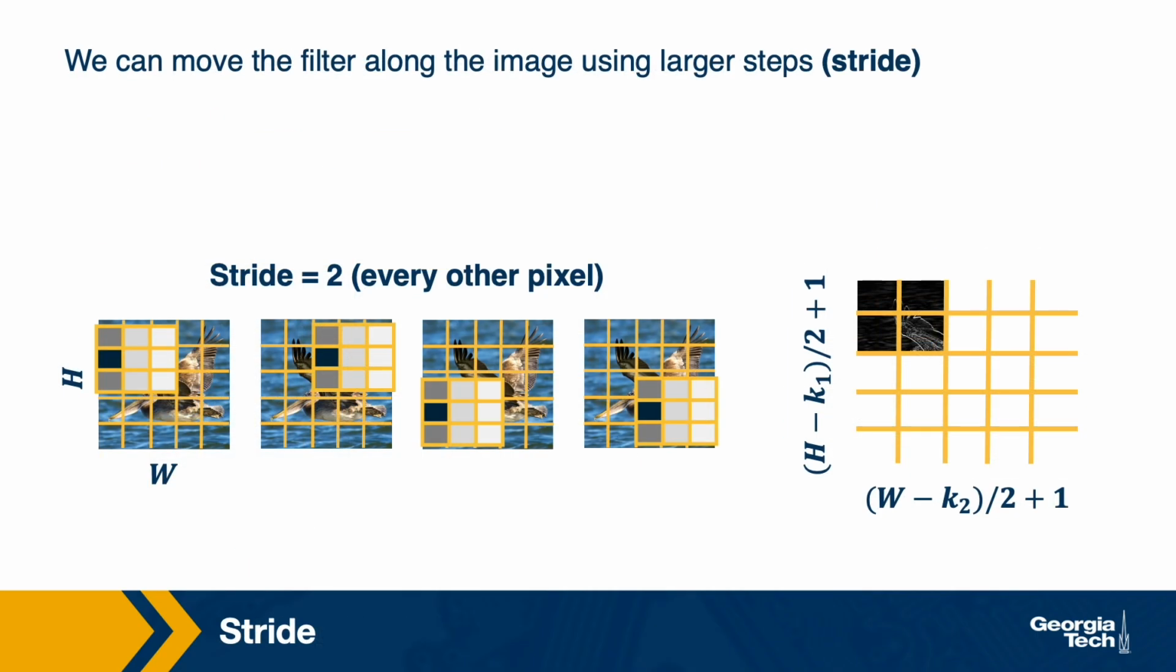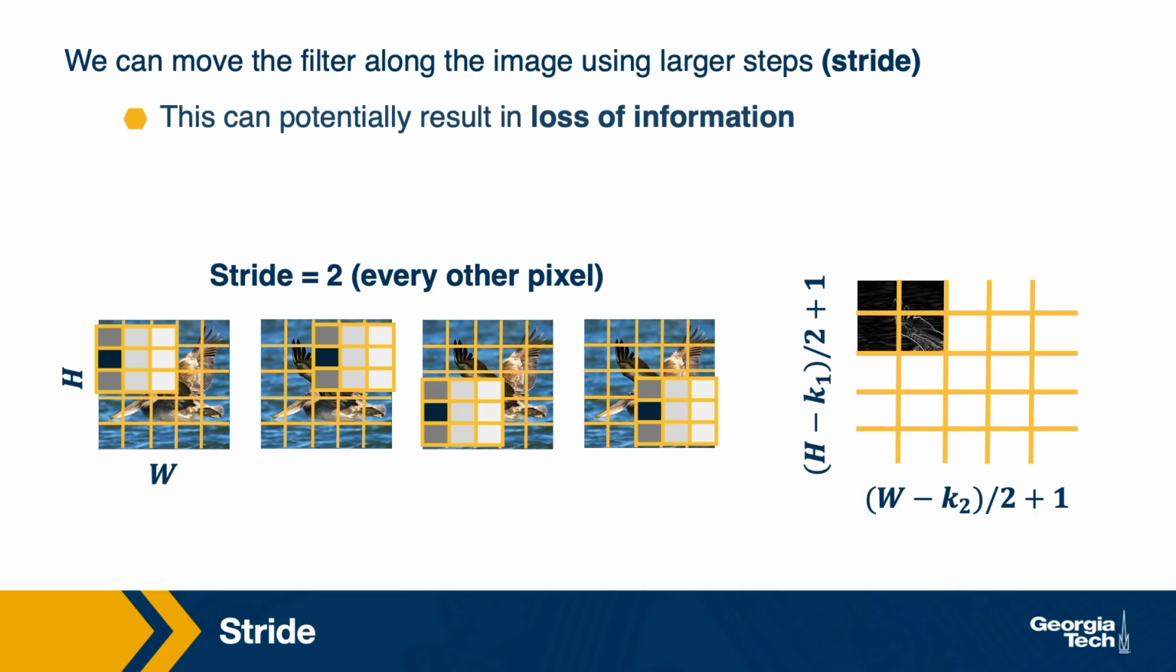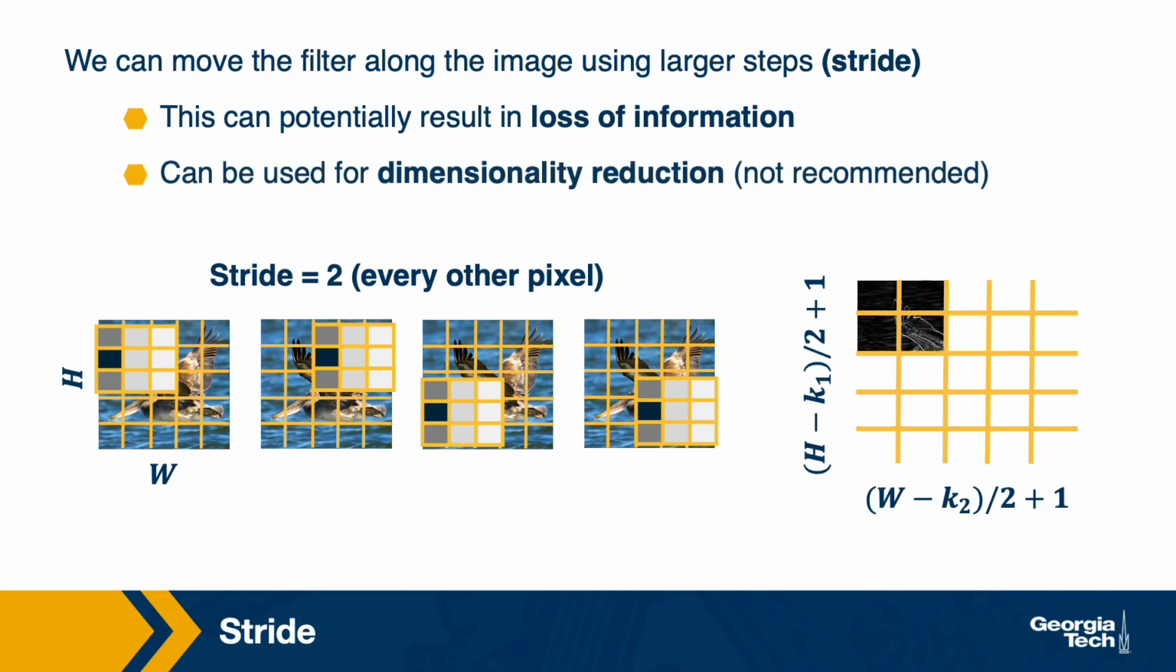We can also, again, move the filter along in larger step sizes than just 1. This is called the stride. One interesting thing is that this can potentially result in loss of information. For example, if your kernel size is 3 by 3 and you're striding across 6 values, that is, you're taking the kernel on the upper left of the image and then you're going to skip 6 pixels to the right to get the next one, then you're actually going to skip pixels. And so you can actually have some loss of information and you can have dimensionality reduction as well.